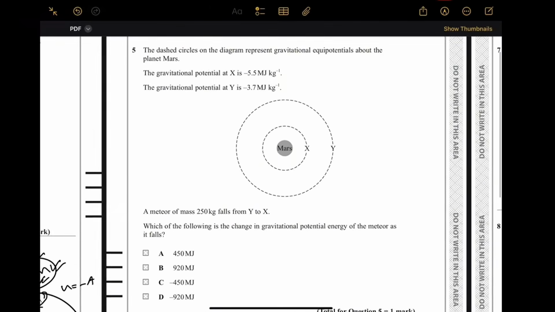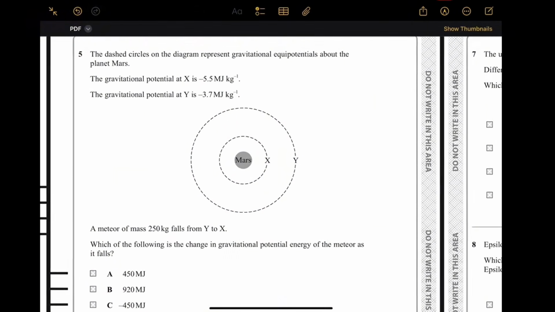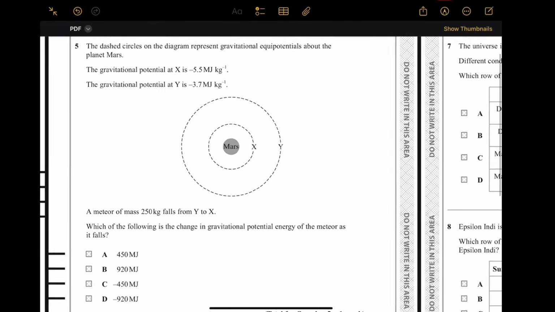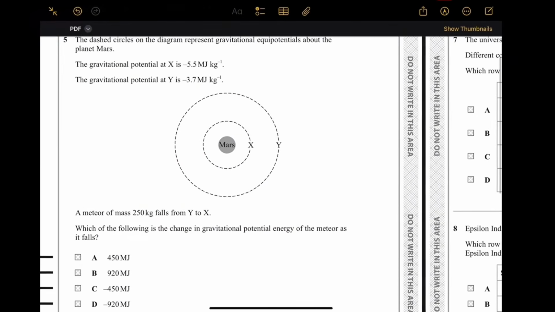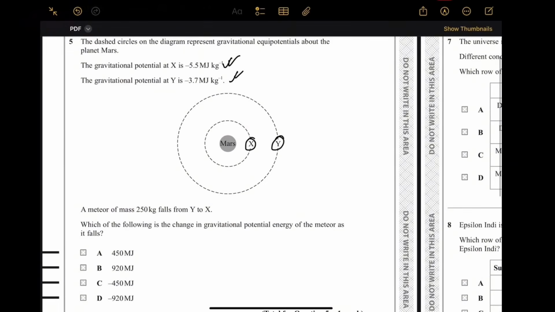Let's go through the question again. They have written that the dashed circles on the diagram represent gravitational equipotentials about the planet Mars. The gravitational potential at x and y, these two points, is given. The meteor has a mass of 250 gram. This is an indication that we have to use the formula of gravitational potential energy.